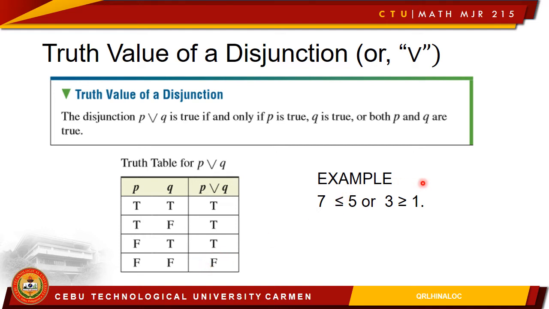I have here an example. 7 is less than or equal to 5, or 3 is greater than or equal to 1. So, this is true or false? Actually, this is a true statement. First statement is false kay 7 is greater than 5 man. But the second statement, 3 is greater than or equal to 1, is a true statement. So, mutanaw ta balik sa atong truth table, kung false ang first statement and then true ang second statement, ang atong decision ana, ang truth value sa compound statement is true.